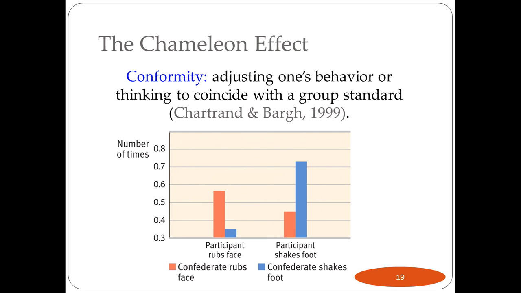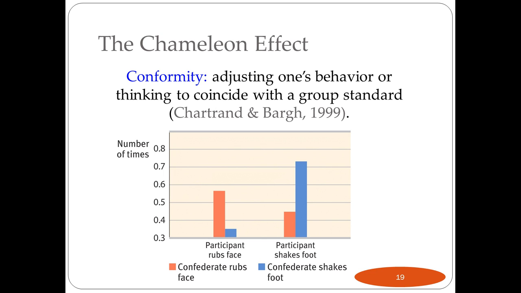So conformity is simply adjusting one's behavior and thinking to coincide with a group standard. So this is basically just saying that certain behaviors are contagious. If someone looks up on the street, you're probably going to look up too. There's a reason for that. That's an informational reason. There's something going on. But it's conformity nonetheless. So in this study that this graph is displaying, we have two different situations. One in which there is a confederate. A confederate is a person that is essentially an actor in a research study. So they're part of the study, but they're pretending to be a participant.